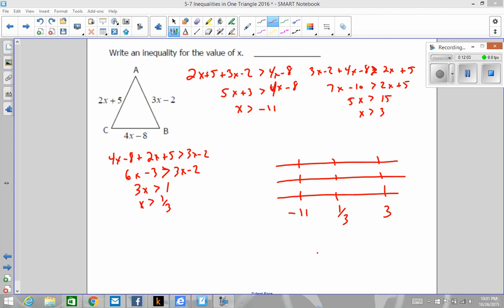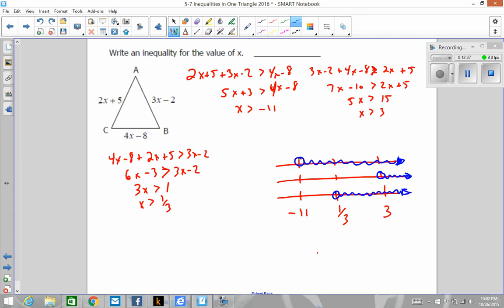Once you get all three values of x, you've got to see what's going to work for all three equations. So if I look at this first one, x is greater than negative 11. So if I go to this number line, this is an open circle, and x is going to be greater than negative 11. Then x is going to be greater than 3. So x is going to be greater than 1/3.